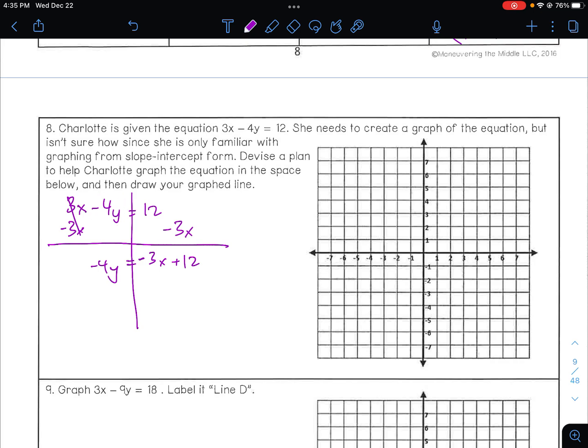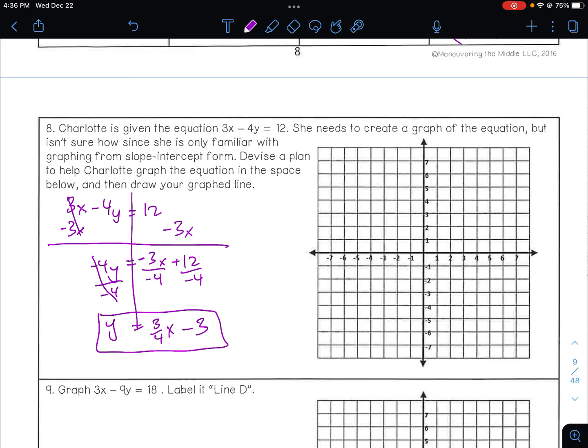Now, I still need to get the y by itself, so get rid of the negative 4 by dividing by negative 4. That'll cancel that out and leave me with y. I divide this by negative 4 and divide that by negative 4. Negative 3 divided by negative 4, negative divided by negative is going to be a positive. You're going to leave it in fraction form, 3/4 x. Positive 12 divided by negative 4 is going to leave you with a negative 3. So we now have an equation written in slope-intercept form.